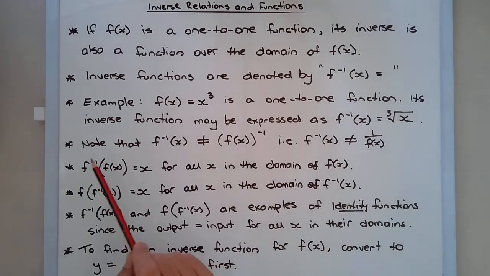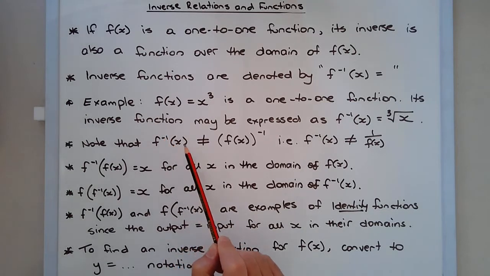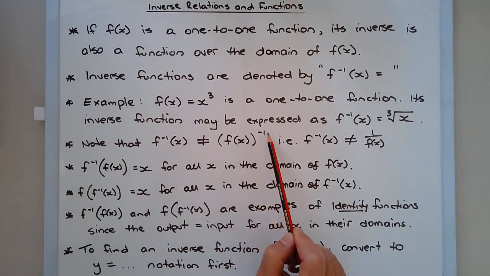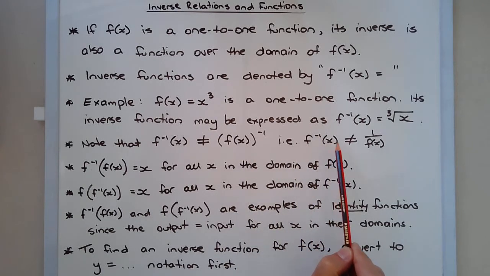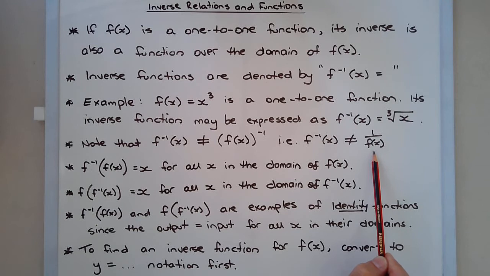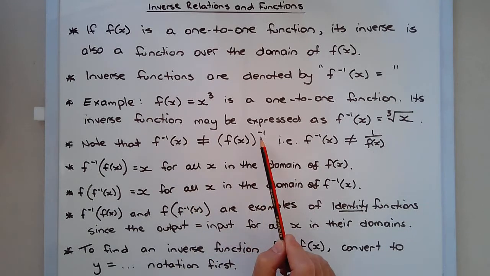Now note that f to the power of -1 of x is not the same as f of x to the power of -1. This means reciprocal. So in other words, f to the power of -1 of x is not the same as 1 over f of x. One means inverse, the other one means reciprocal, and they're very different.